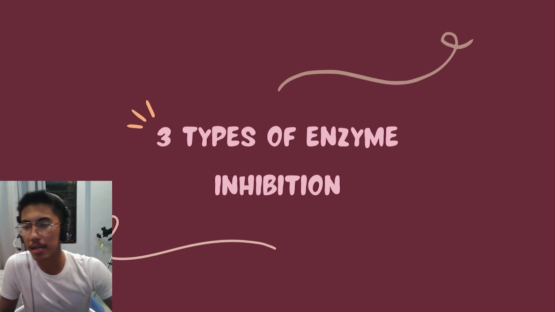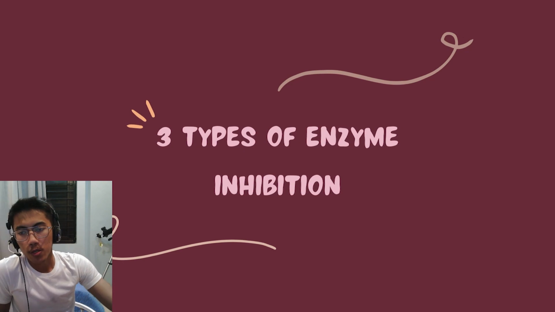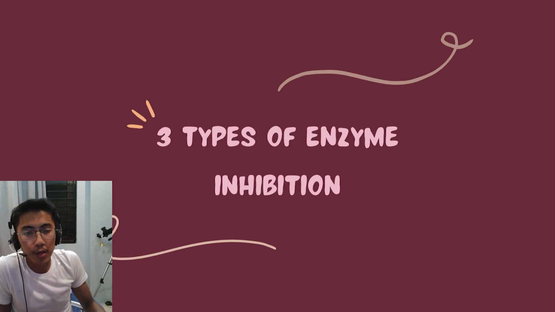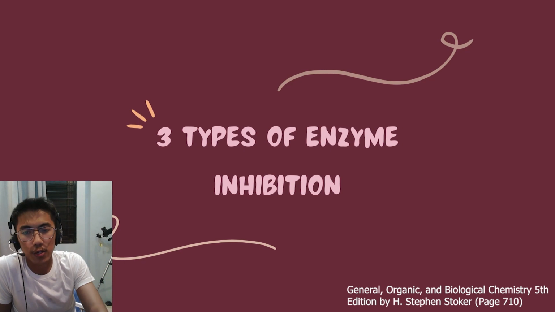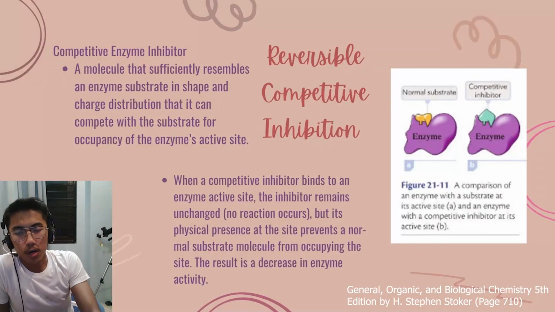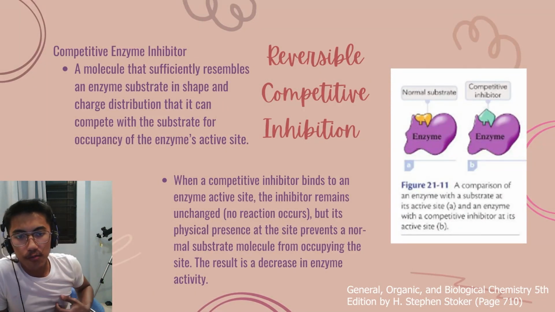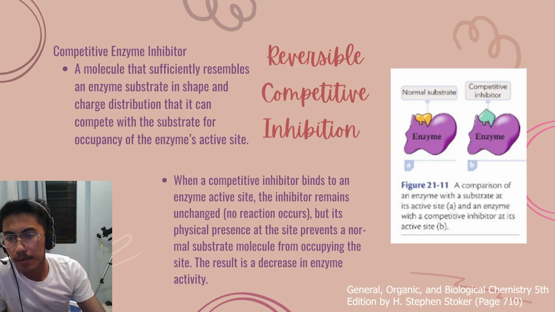Enzymes are very powerful, so it is only natural that our body does something to regulate them. One of the ways that we can regulate an enzyme is to inhibit it. Now, how do we actually inhibit it? There are three types. The first type is reversible competitive inhibition.